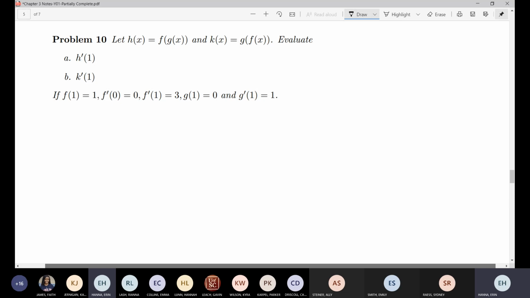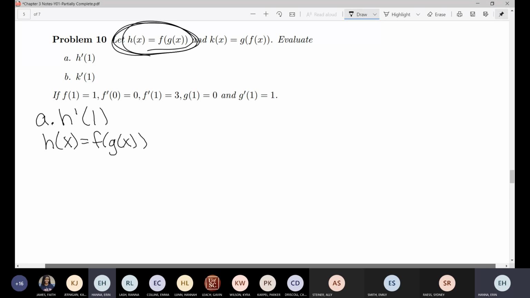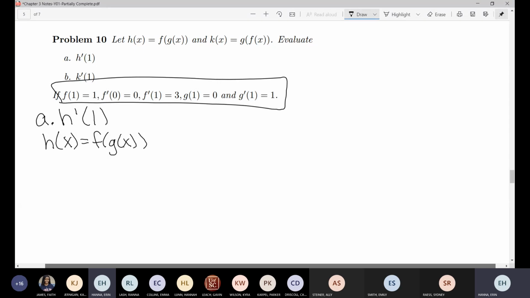So what happens with these is we don't have an actual equation. We're just given a generic format, and we're asked to find a derivative, and we're given a couple values. First it's asking me for h prime of 1, where we're told that h of x is f of g of x. So we're told up here what h of x is. And we're given a bunch of these values that we're going to potentially have to use. Maybe not all of them, but probably at least some of them.